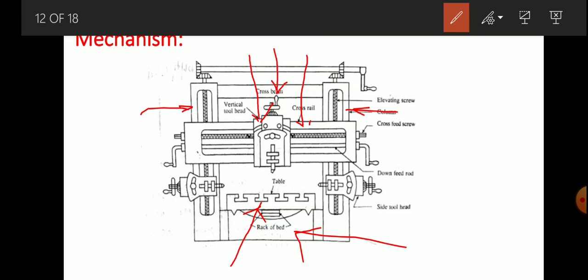and it consists of a cross feed screw. The cross feed screw is used to move the tool head either in this direction or in this direction. And the elevating screw is used to lift the tool head upward or downward.